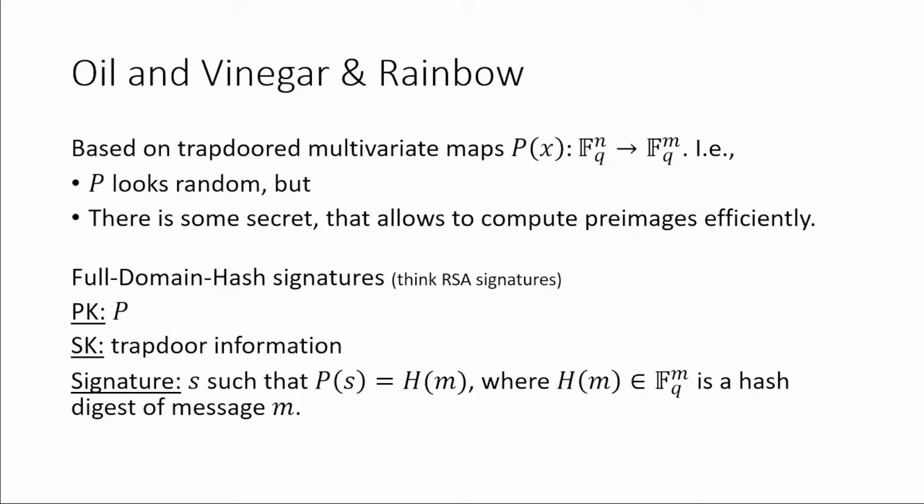And so here the public key is just a description of your trapdoor function P. The secret key is your trapdoor information. And then to create a signature for a message M, you first hash the message into your output space, and then you produce a preimage for this hash. So your signature will just be an input S, such that P(S) is equal to the hash of your message. Okay, so to understand Oil and Vinegar and Rainbow, you just need to understand how these trapdoors work.